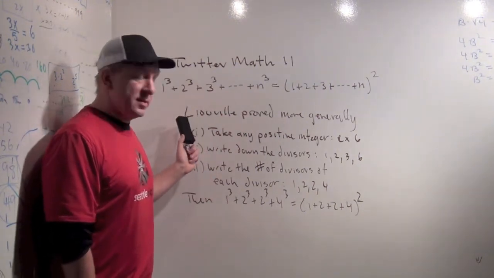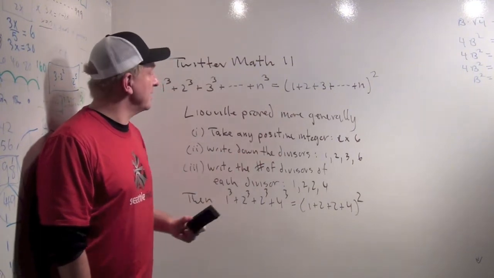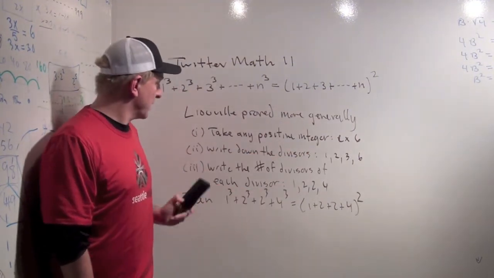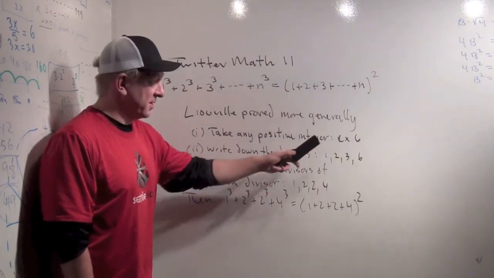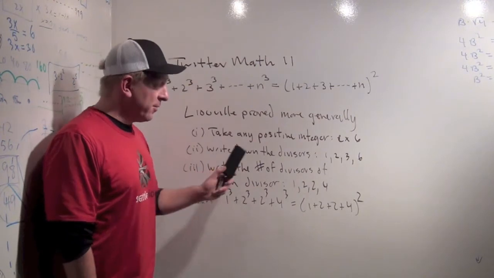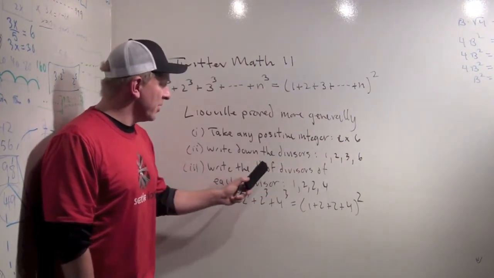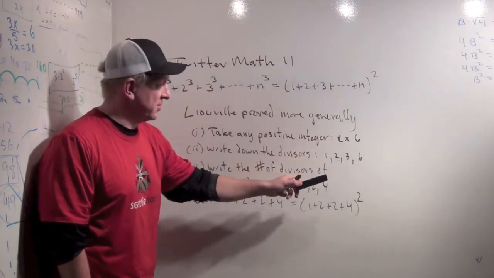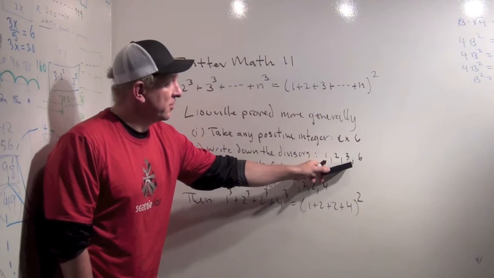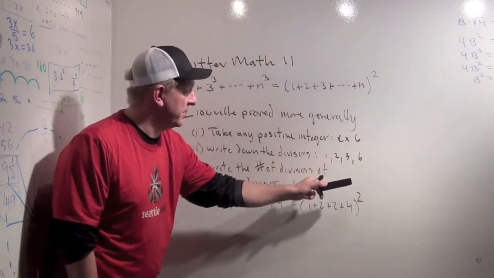And in the 1800s, the French mathematician Liouville proved a more general idea. Take any positive integer, so for example 6. Write down the divisors. So the divisors of 6 are 1, 2, 3, and 6. Now, for each of these divisors, write down the number of divisors of each of these divisors. So 1 has 1 divisor, 2 has 2 divisors, 1 and 2, 3 has 2 divisors, 1 and 3, and 6 has 4 divisors, and we wrote them down here.